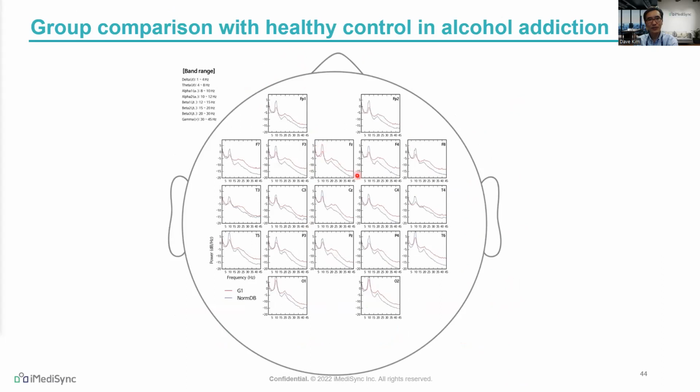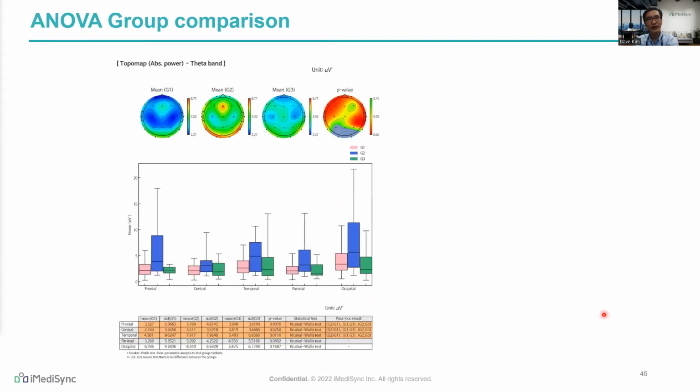This is another group comparison. This is the alcoholism group in red line, which shows the excess in beta and gamma activity compared to the blue line. Blue line is control group automatically made in the iSyncBrain normative library. Usually alcohol group has a lot of beta and gamma activity all over the area. We can easily find the alcoholism pattern.